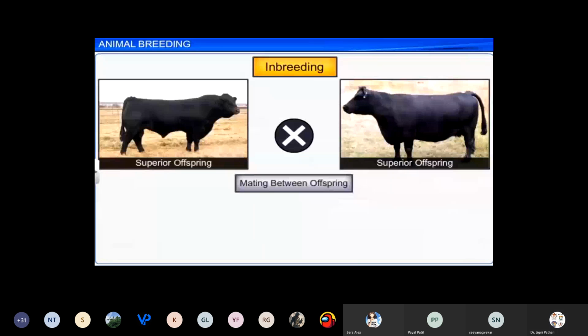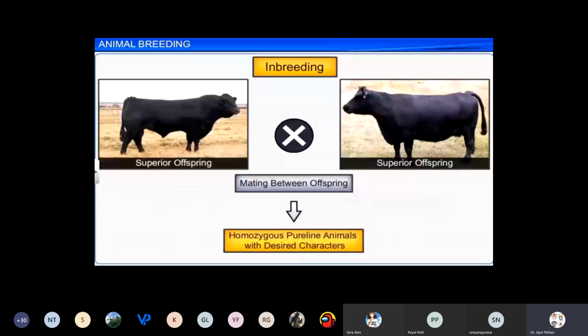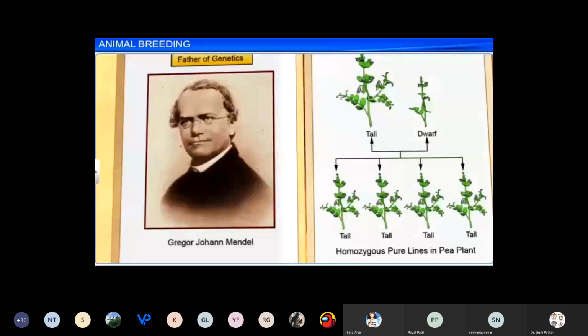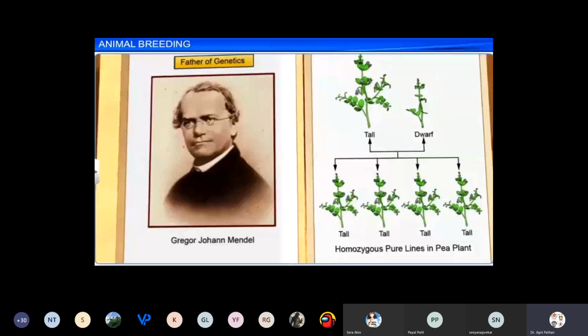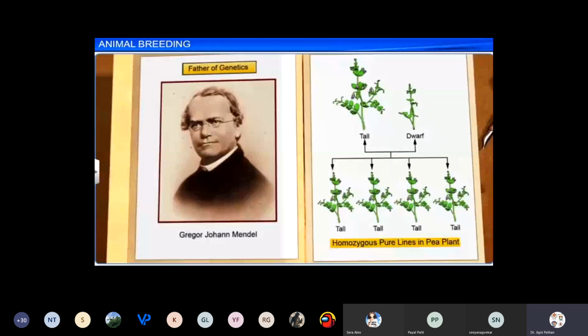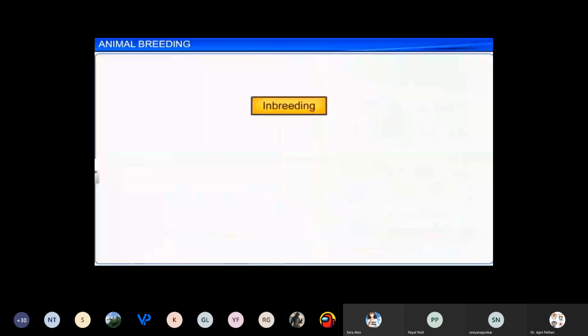Thus, inbreeding increases homozygosity in animals. That is, it results in a pure line of animals with desired characters. This is similar to Mendel's experiment that yielded homozygous pure lines in pea plants. Inbreeding also helps in the expression of desirable characters and the elimination of undesirable characters in the offspring.